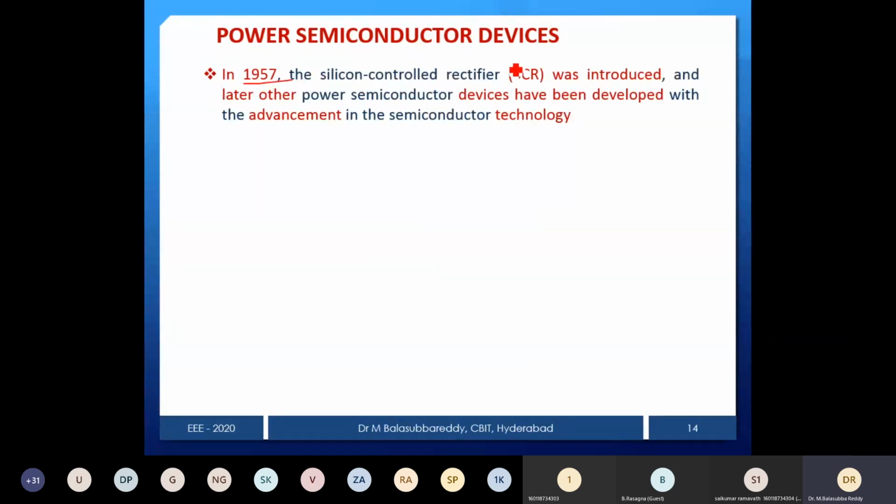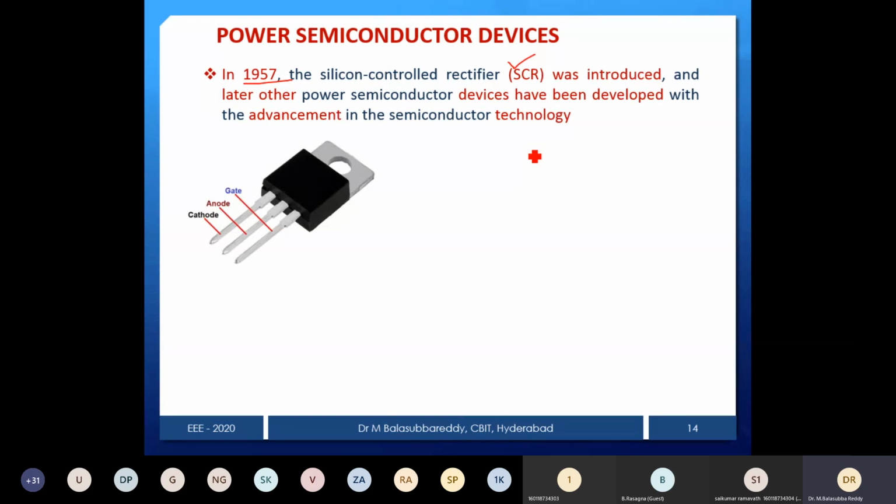In 1957, the SCR was invented or introduced. Later, many other semiconductor device technologies were adopted and implemented efficiently. Now we can see this is the component. If you want to do your hardware projects, you need to buy all these components, whether it is an SCR or MOSFET or IGBT. I will show all the components for your understanding, if you want to do some experiment instead of using a kit.